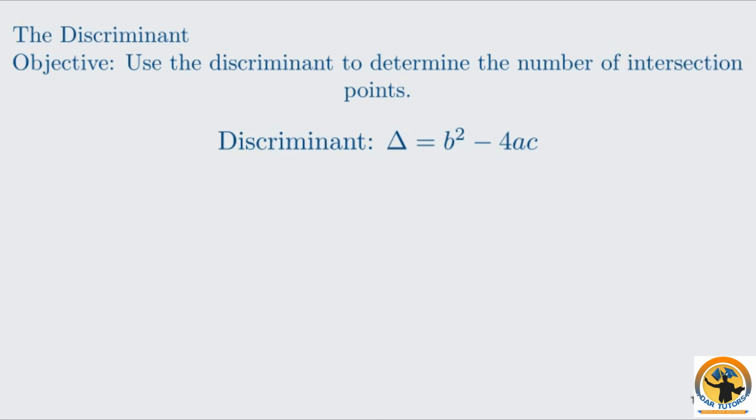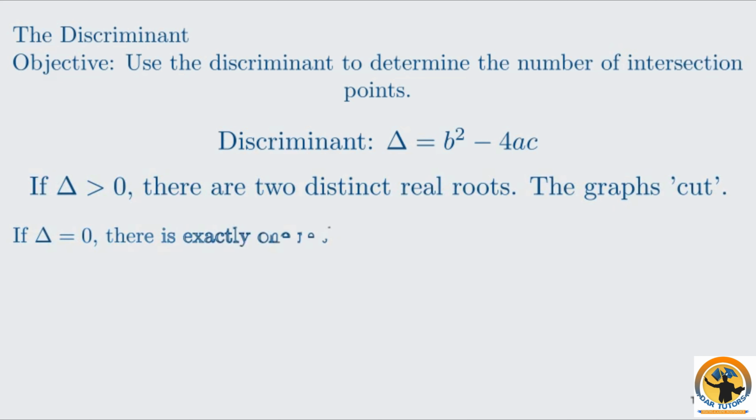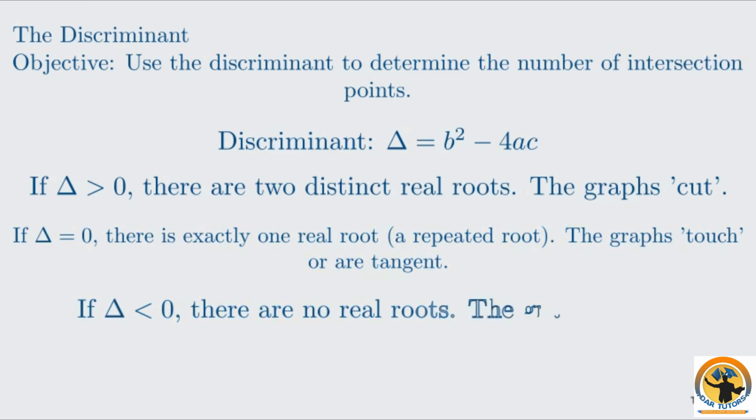Here's how the value of the discriminant relates to our three intersection scenarios. If the discriminant is positive, delta is greater than 0, there are two distinct real roots. This means the graphs cut each other at 2 points. If the discriminant is 0, delta equals 0, there is exactly one real root, which is a repeated root. This indicates the graphs touch at 1 point, meaning the line is tangent to the curve. And if the discriminant is negative, delta is less than 0, there are no real roots. This tells us the graphs do not intersect.